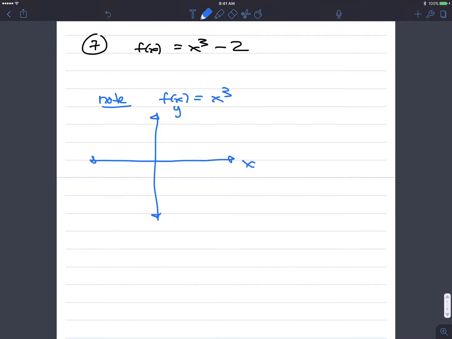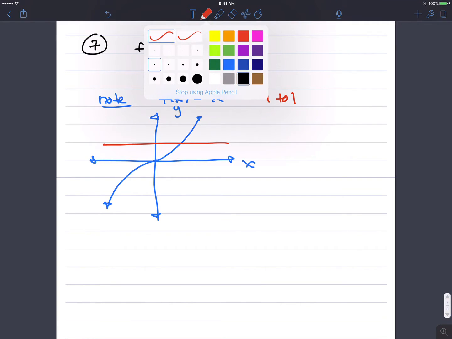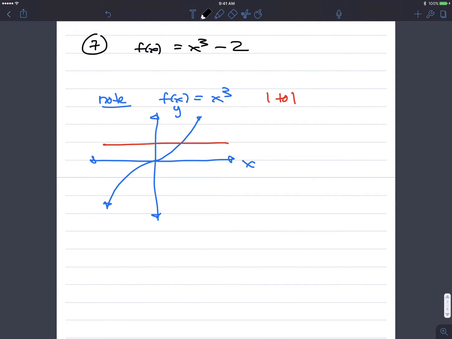This curve looks like this. Okay? Now, what do you know about this particular curve? If I draw my horizontal line, this curve is 1 to 1. Is that true? Okay. Do you know what this curve in black looks like? It looks like the curve x cubed, but it's going to be shifted down 2 units. So I shift everything down 2 units, and this point is now over here.